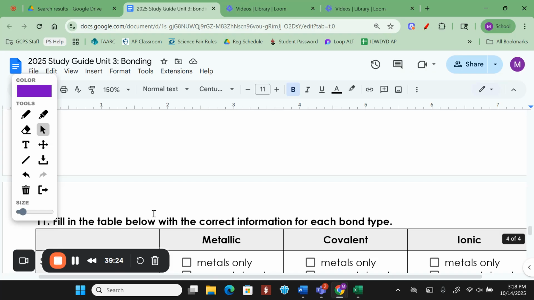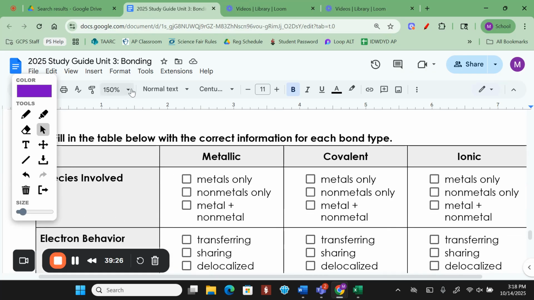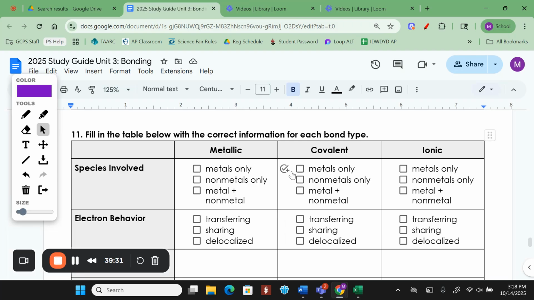Let's go ahead and take a look at question number 11. We want to fill in the table with the correct information for each bond type. Pause the video now because we've been talking about metallic, covalent, and ionic bonds, and see if you can answer this summary table.